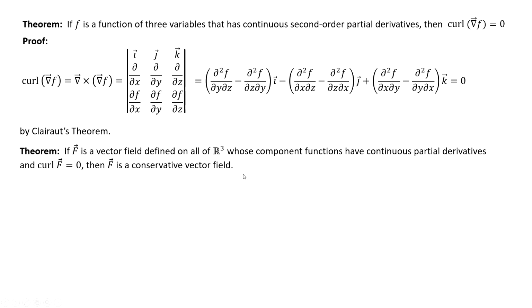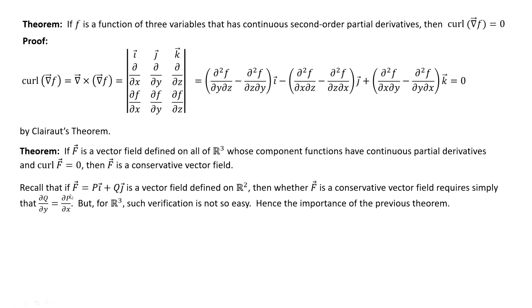You remember conservative vector fields? In 2 dimensions, I have it here. So recall that if the vector field f is p i plus q j, and that's a vector field defined on R2, then figuring out whether f is conservative or not meant that we needed to figure out whether partial q with respect to x is equal to partial p with respect to y. That's how we checked whether or not a vector field f in 2 dimensions was actually conservative, right?